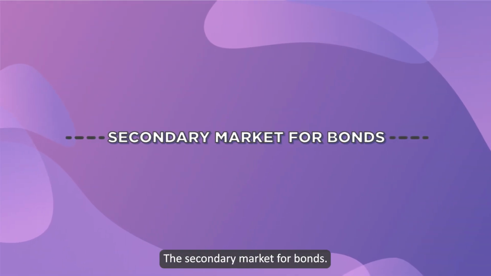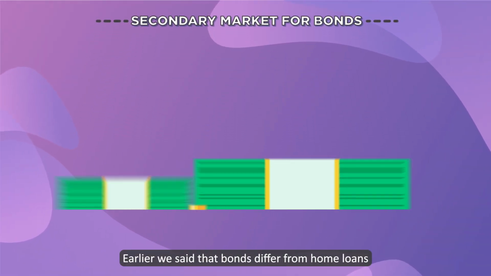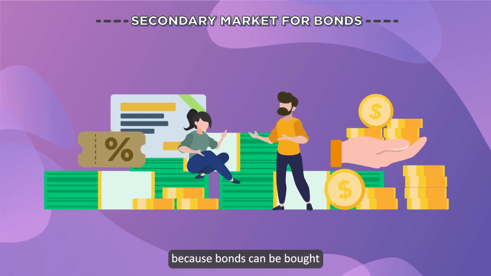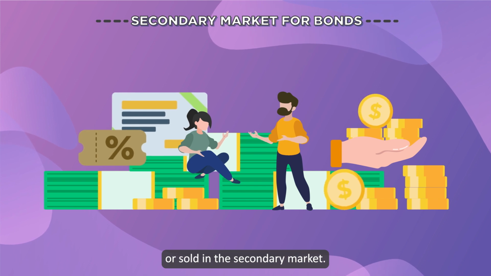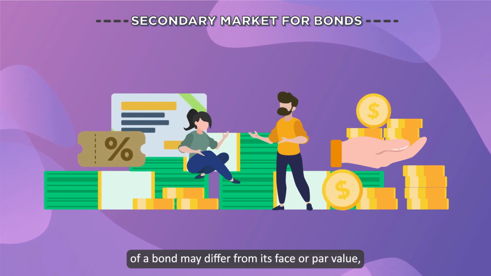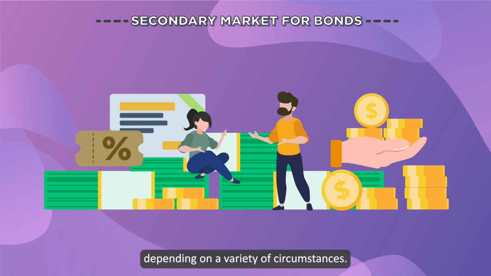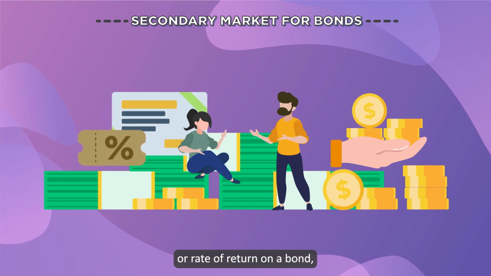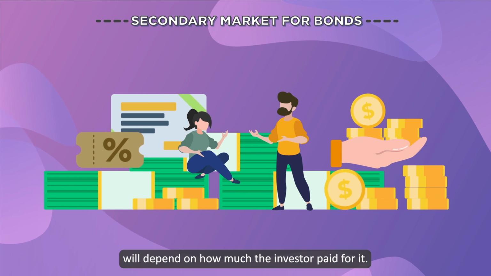The secondary market for bonds. Earlier, we said that bonds differ from home loans because bonds can be bought or sold in the secondary market. We also mentioned that the market value of a bond may differ from its face or par value depending on a variety of circumstances. This means that the yield or rate of return on a bond will depend on how much the investor paid for it.